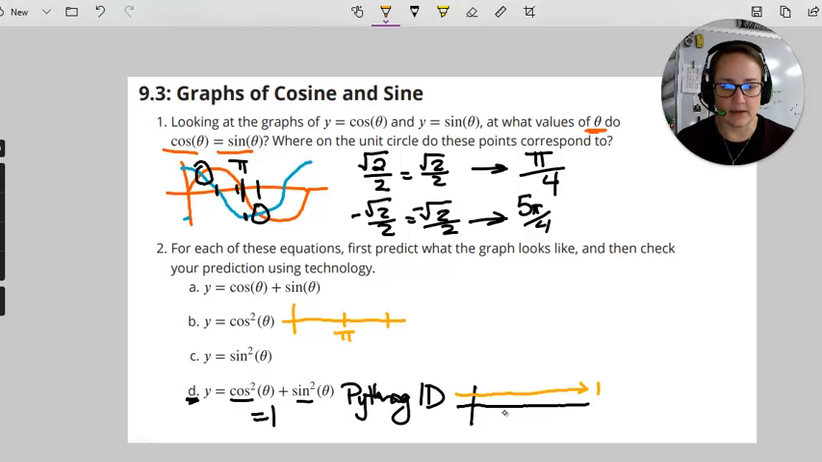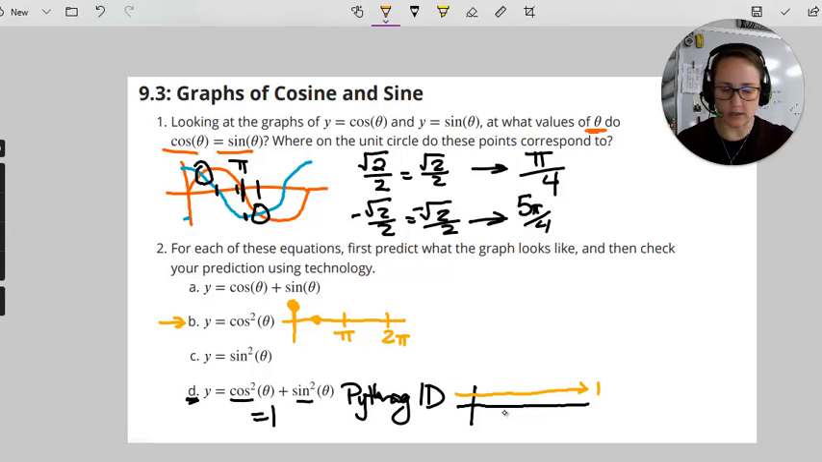Here's pi, here's 2 pi. So I'm looking here now at the cosine squared one. Well, our cosine starts off at 1, right? So when theta is 0, it's at 1. But now I'm squaring it, and 1 times 1 is still 1. And then cosine, following this graph up here, by the time it gets to pi over 2, it's 0. And 0 times 0 is 0.